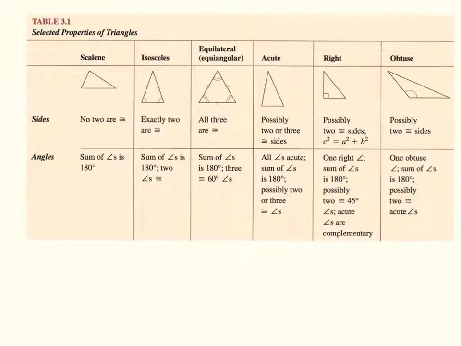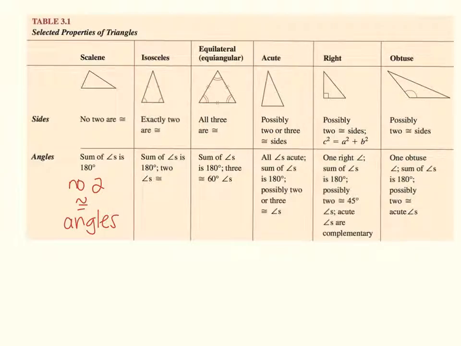Last but not least, here's an important table I got out of your book that's selected properties of triangles. So if we're talking about a scalene triangle, no two sides are congruent, and all the angles add up to 180. No two angles are going to be congruent. Okay, so no two congruent angles. When we talk about an isosceles triangle, we have exactly two sides congruent. All of the degrees add up to 180, and we have two angles that are congruent, those base angles there.